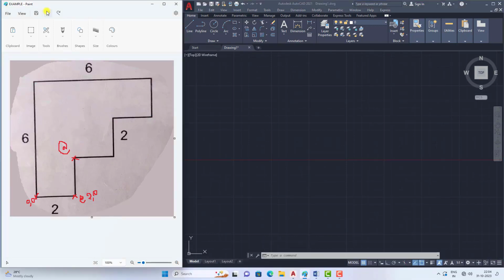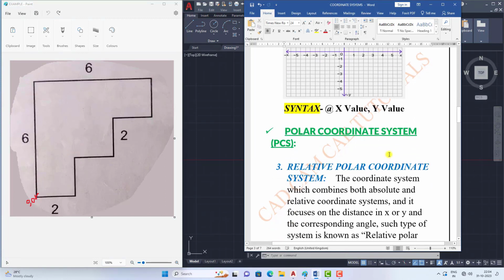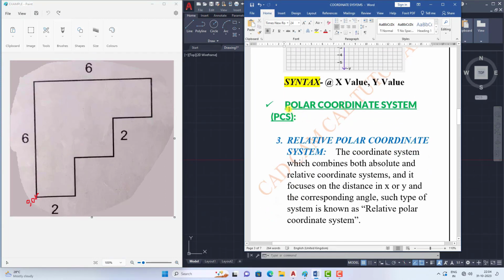See, I am deleting this. So now there is the second type of coordinate system here, which is known as the polar coordinate system. The first one is the Cartesian or rectangular coordinate system, and the second type is the polar coordinate system. And in the first one there are two types, absolute and relative coordinate systems.